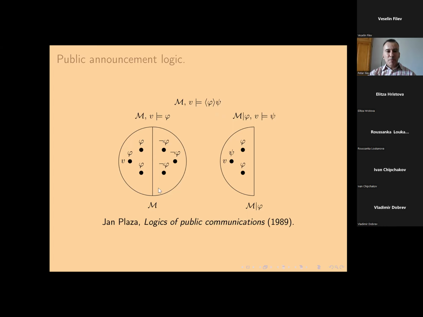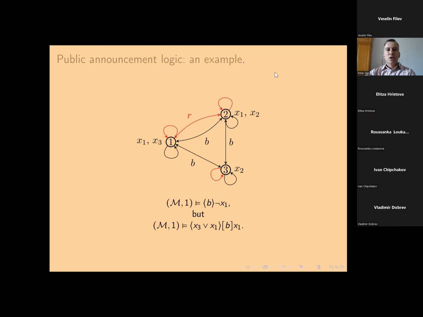Imagine a reflexive, symmetric, and transitive Kripke model. Let's take a point V. In this point V, this formula is going to be true if, first, phi is true in this point, and if we remove all other points that do not satisfy phi, then in the resulting new model, in this same point V, psi becomes true. As you can see, this is a pretty complex truth definition.